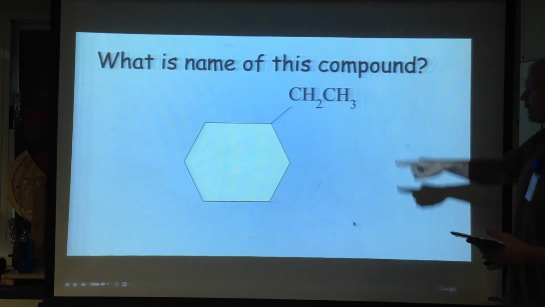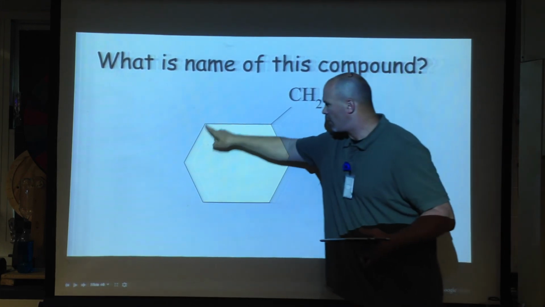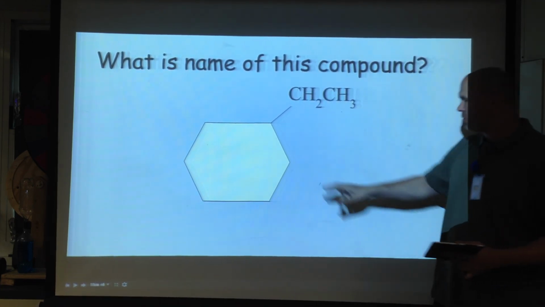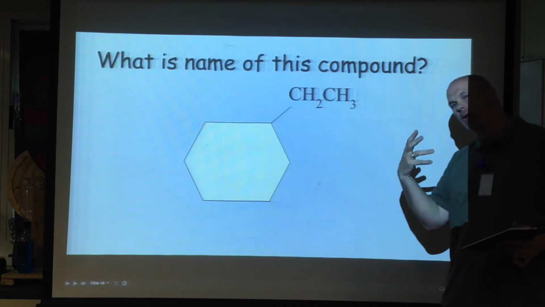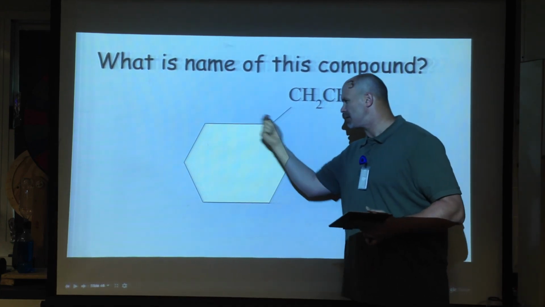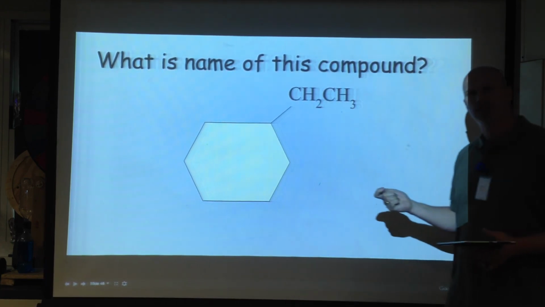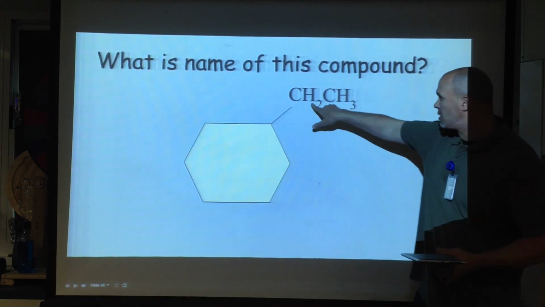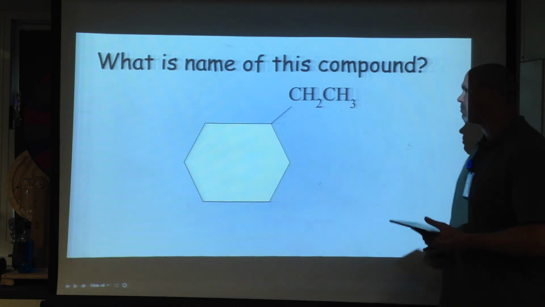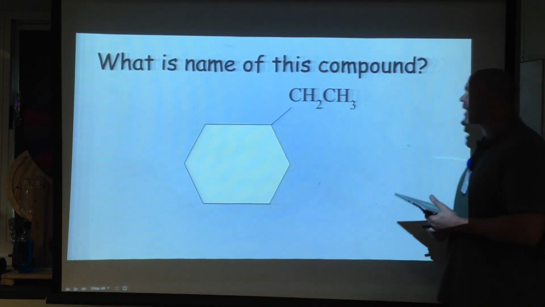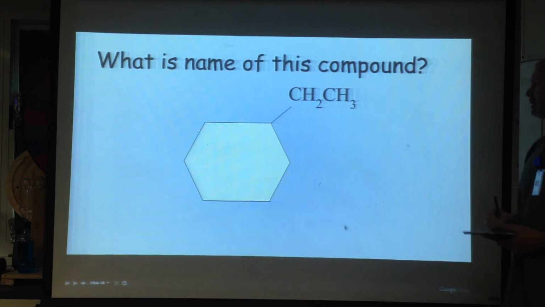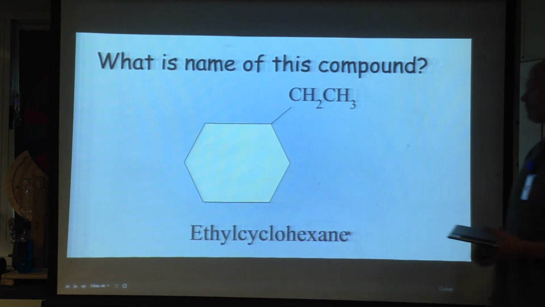Well, I have a cyclic compound. 1, 2, 3, 4, 5, 6. So it's hex. You don't see a double bond, so you assume ane. The head's attached to its tail, so to speak. So it's a cyclohexane, and you've got a 2-carbon group here. And we would call a 2-carbon group an ethyl group. So this is ethylcyclohexane. There's an ethyl group.